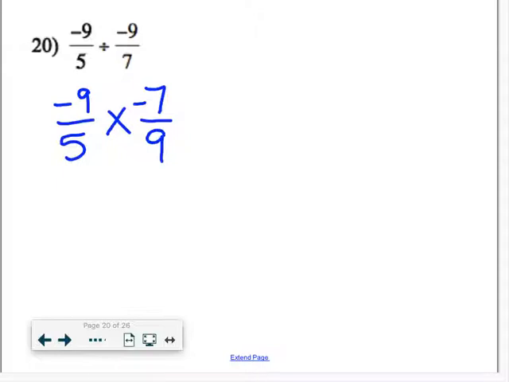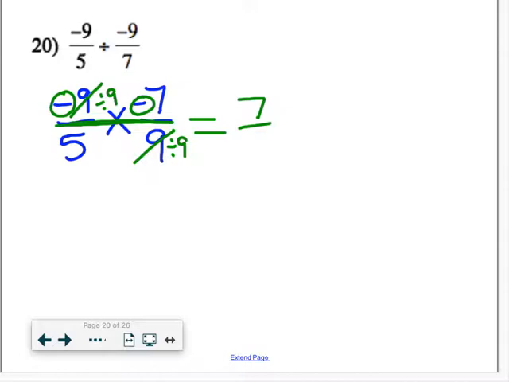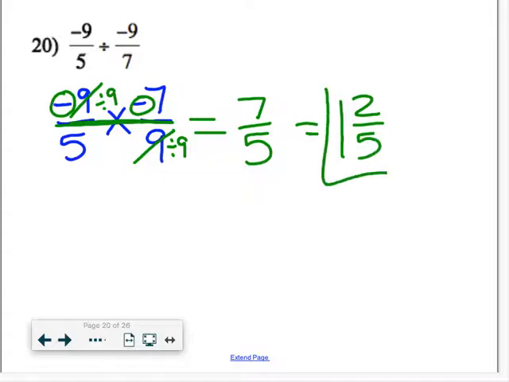So I don't know if you noticed it here, but now it's multiplication. I could cross cancel. 9 over 9 will end up being 1. So those can cancel. Divide them both by 9. And all I'm left with is 7. Remember, this is still negative times a negative. So it's a positive 7 over positive 5, which is 1 2/5.